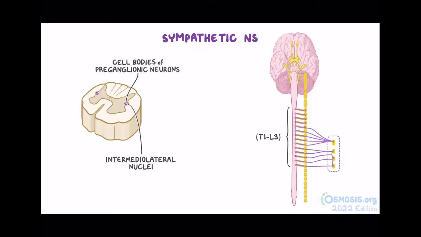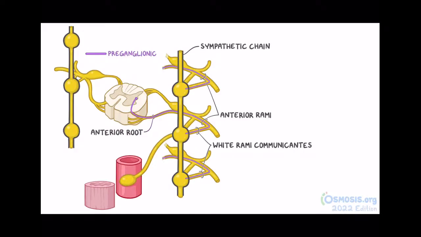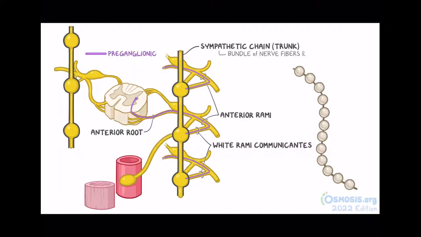Now, let's follow the path of the preganglionic neurons more closely. So, from the intermediolateral nucleus, all of the preganglionic sympathetic fibers exit the spinal cord via the anterior root and enter the anterior rami of spinal nerves T1 to L3. Shortly after, these fibers leave the anterior rami to enter the sympathetic chain via the white rami communicantes. The sympathetic chain, or trunk, is a paired structure that runs parallel on either side of the spinal cord, and it resembles an interconnected string of pearls. The sympathetic chain consists of a bundle of nerve fibers and neuron cell bodies. The neuron cell bodies within the sympathetic chain form the paravertebral ganglia.